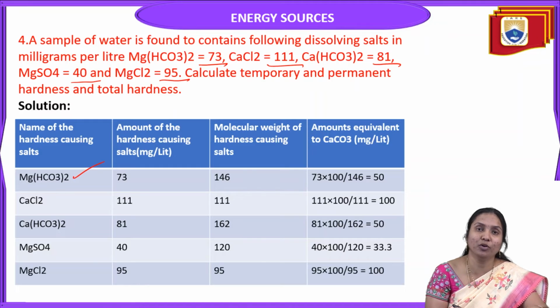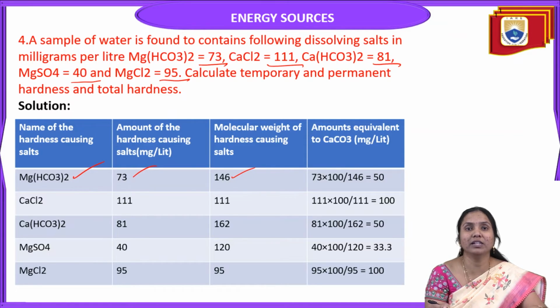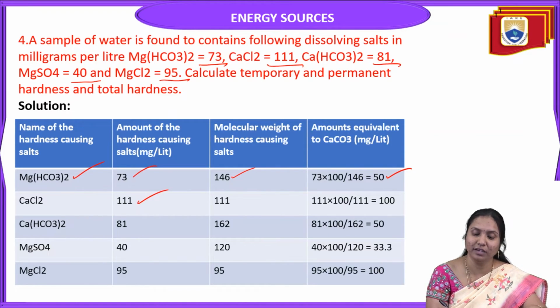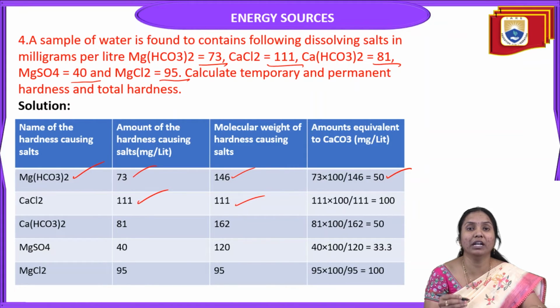So for magnesium bicarbonate, the weight from the data is 73 and the molecular weight is 146. So 73 by 146 into 100, it's equal to 50 milligram per liter. And next, calcium chloride. Calcium chloride weight is 111 and molecular weight of calcium chloride is 111. So when we substitute in that formula, 111 by 111 into 100, it's equal to 100 milligram per liter.